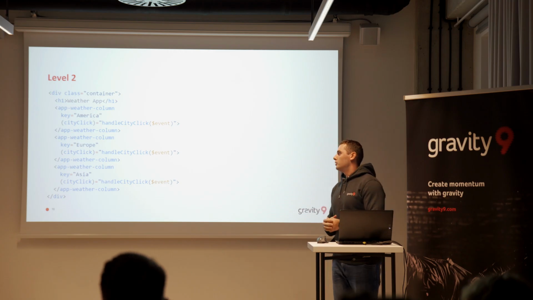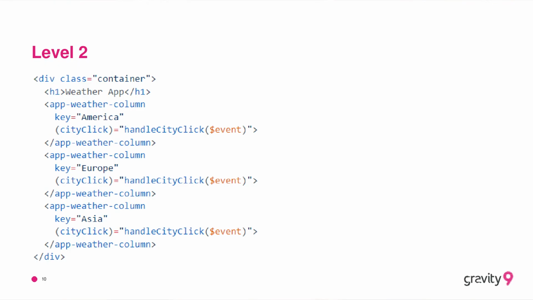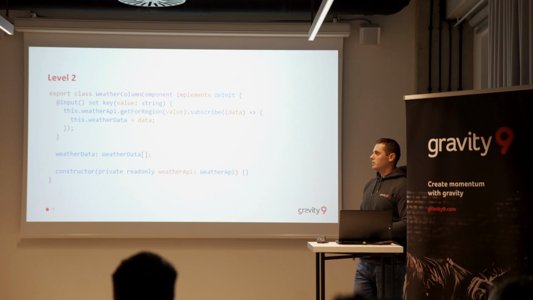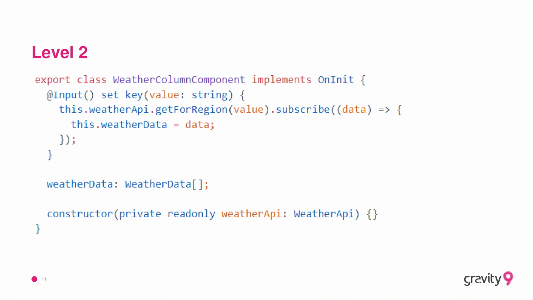So that's the example of level 2 component from parent component perspective. Compared to the previous example, we extracted the weather column component, and in this example, the crucial part is the key input. And if we go to the TypeScript code, we can see that after we set this key input, we are fetching something from the API. And that's why it's only level 2, because we don't care about how the data is fetched and what is the responsibility of this component.